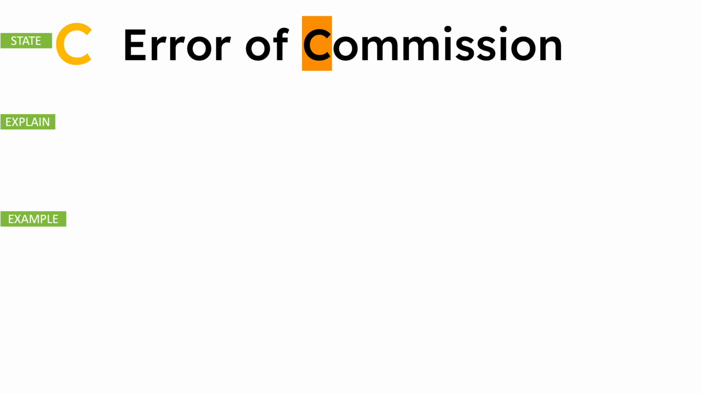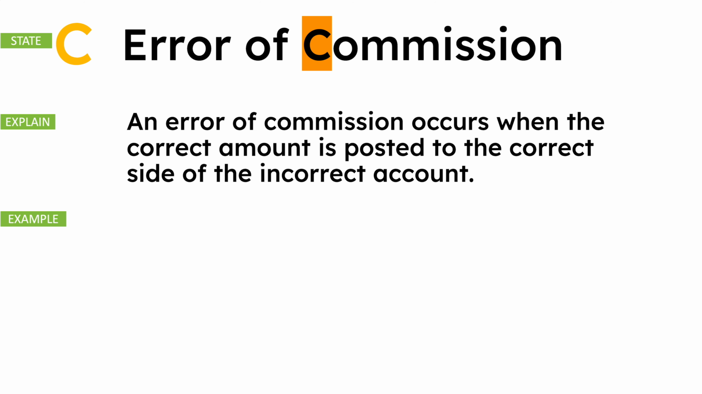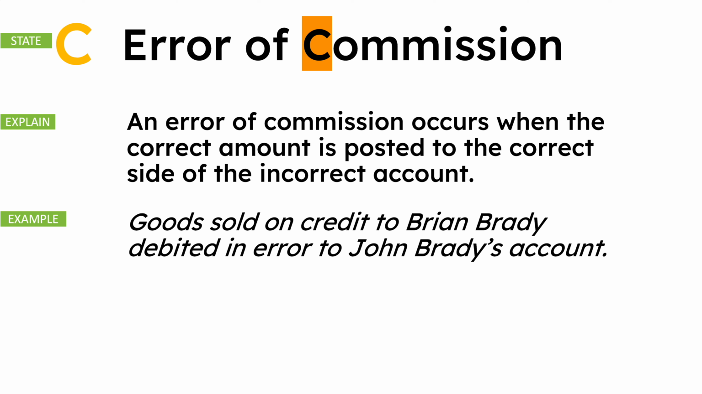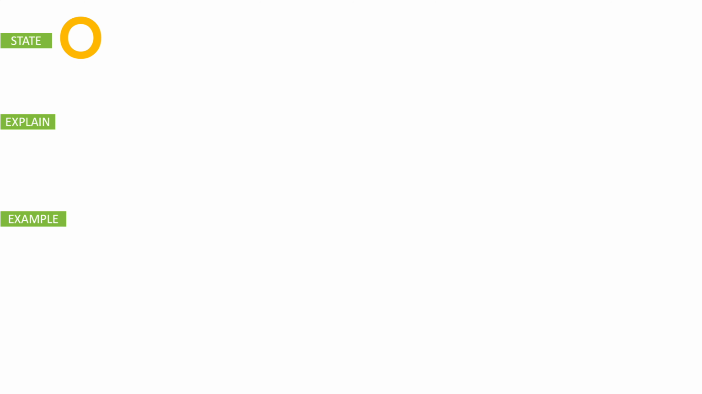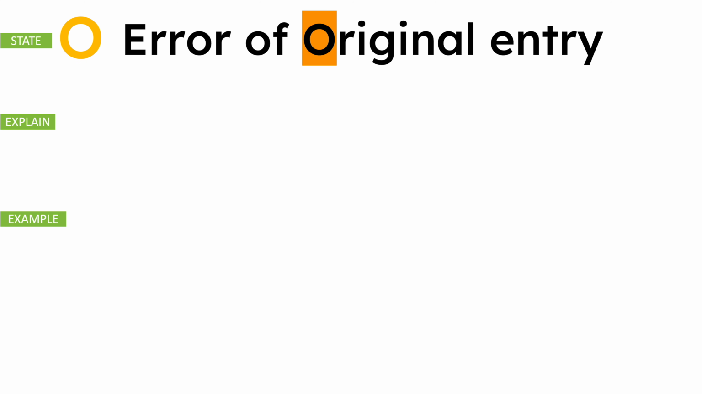Now, the C, error of commission. What is an error of commission? An error of commission occurs when the correct amount is posted to the correct side of the incorrect account. For example, goods sold on credit to Brian Brady were debited in error to John Brady's account. O, error of original entry.